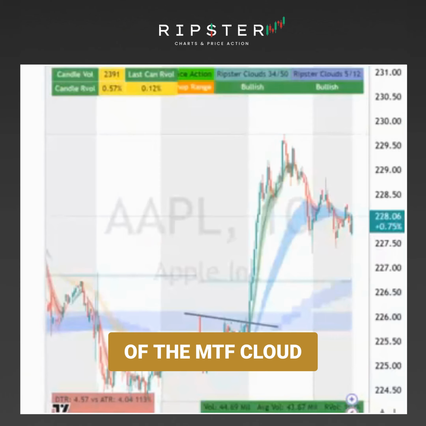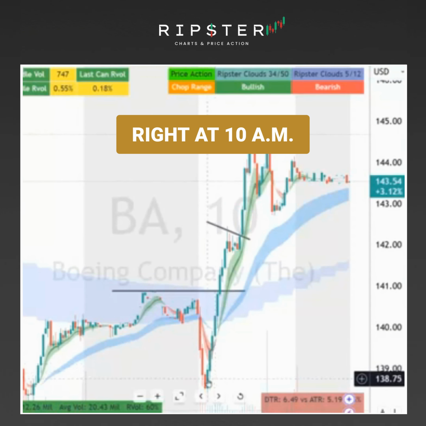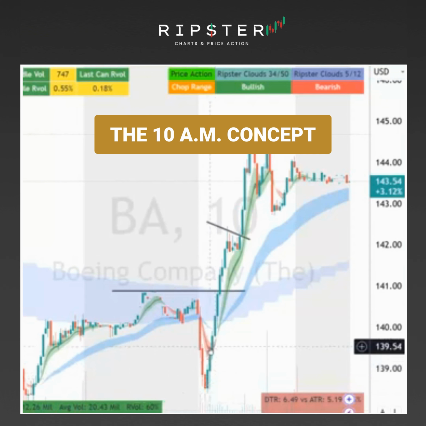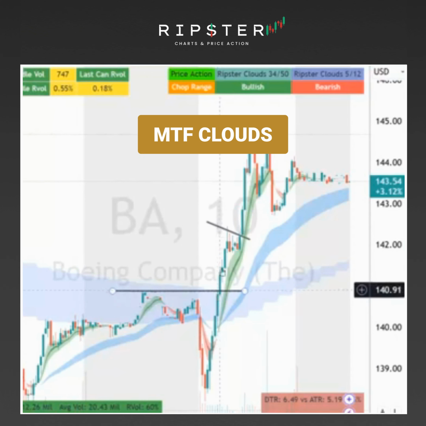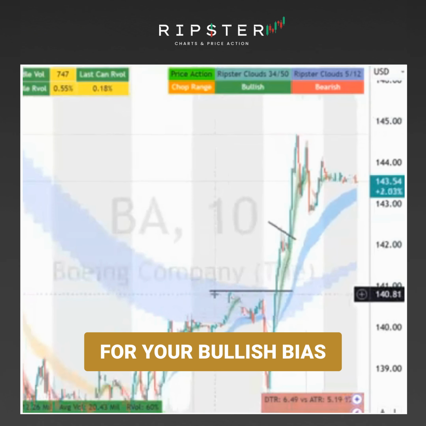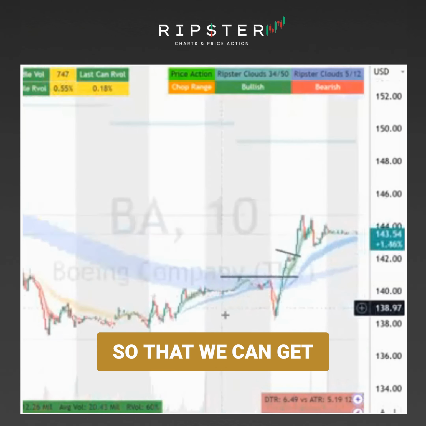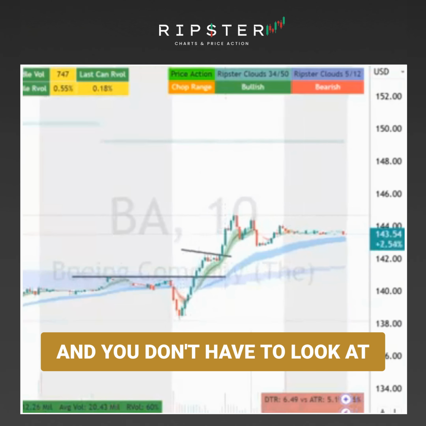Another good example of the MTF cloud market long today was Boeing. Boeing turned on the MTF cloud later in the day, right at 10 a.m. You can see that 10 a.m. concept. 512 calls, then pushing out the MTF clouds, and there's a news flag back over to push. So great example of using the MTF clouds for your bullish buys. MTF clouds are nothing but 1 hour EMA clouds, and we use it on 10 minutes so that we can get a better entry on the 10-minute chart, and we don't have to look at the 1 hour chart.